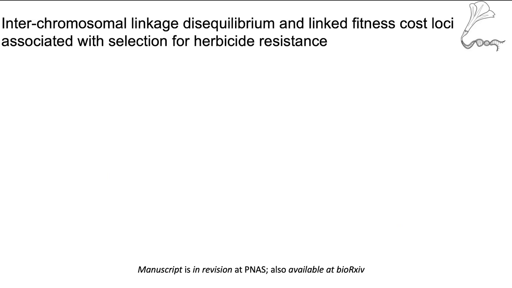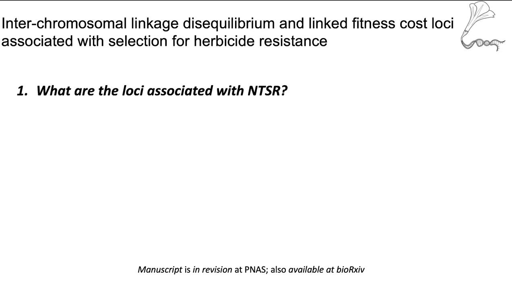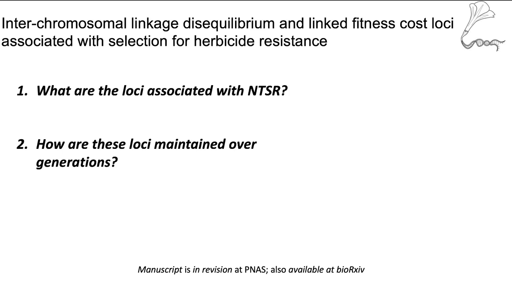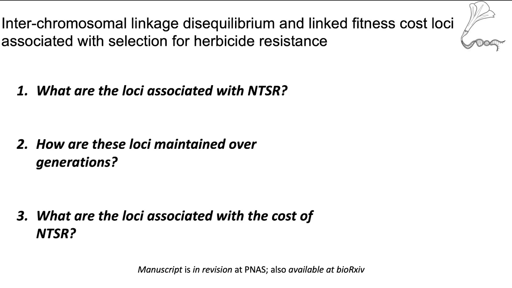So the NTSR mechanism is commonly a complex polygenic mechanism, but most studies in the literature have identified only a couple of genes that are involved in NTSR, and as such, we are lacking a holistic picture. Multiple questions remain unanswered regarding NTSR, so I begin by asking three questions. What are the loci associated with NTSR? How are these loci maintained over generations? And also, what are the loci associated with the cost of NTSR?